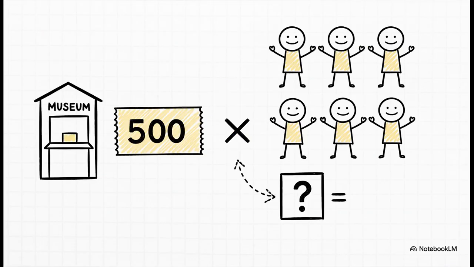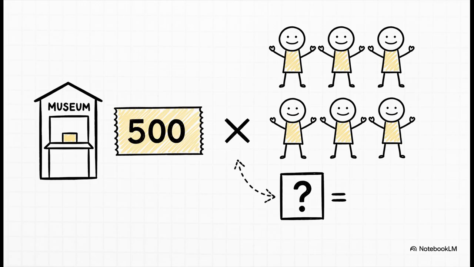Okay, let's picture this with a really easy example. Imagine we're all going on a fun trip to a museum. We look up the price, and one ticket costs 500 yuan. Simple enough. Now let's say there are 6 of us going. How much do we need to pay altogether? Well, we can figure that out, right? We just multiply 500 by our 6 friends.